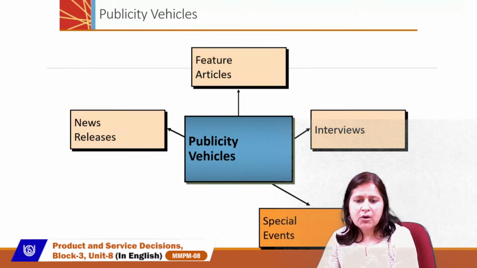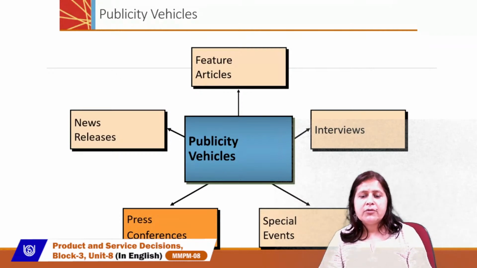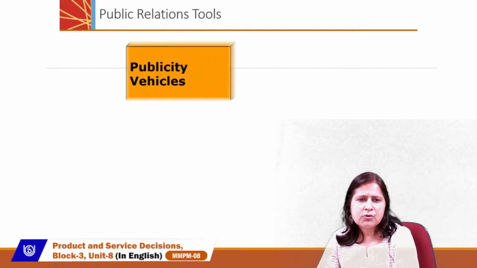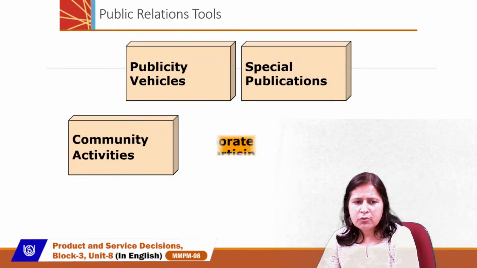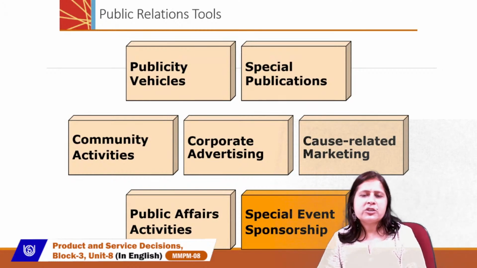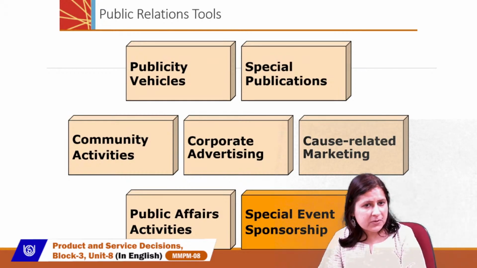Publicity features: on what basis can you publicize your product? That is through interviews, through special events, press conferences, news releases. All these don't play a very important role in rural marketing. But again, special event sponsorship plays a very important role in publicity, because when the organization conducts these special events and provides some sponsorships, it creates an image or public relationship, right?